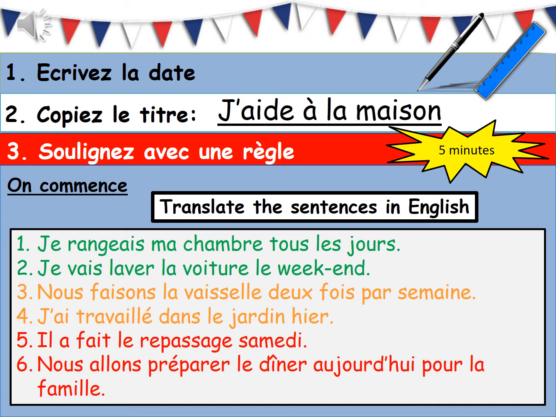So for your starter, we need to be writing the date and copying the title, underlining both of them. And then in your starter, you see the six sentences, two green, two amber, two red. You need to translate as many of them as you can in English. So write down 1 to 6 and then write them straight in English. You need to pause the video and you have got 5 minutes to complete the task.